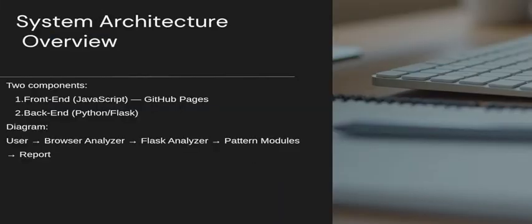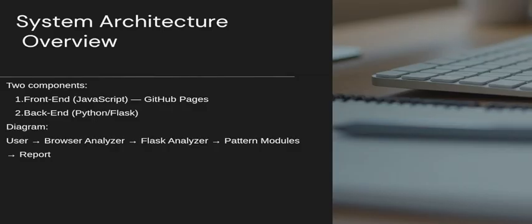Thank you. Now I'll be talking about the system architecture overview of our project. So our system architecture is divided into two parts. The front end is the JavaScript analyzer, which hosts the website on GitHub Pages in which the user can interact and input a password. From there, all of the information provided by the user is then forwarded to the backend, in which the Python Flask performs deeper analysis and runs the code locally.